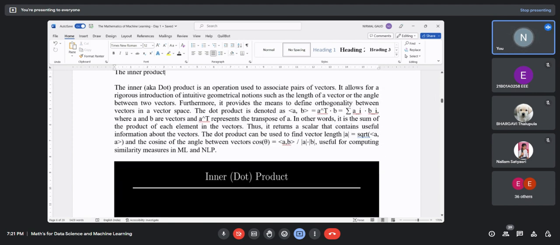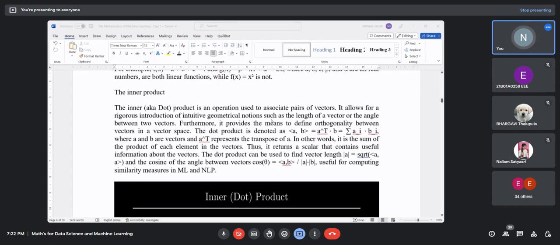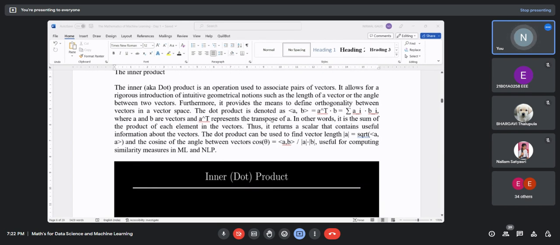Next, inner product. I hope you students definitely know about the inner product. You might know it as the dot product. So what does the dot product mean? If you have studied vectors, a dot b, you know that the product of a and b is equal to magnitude of a into magnitude of b into cos theta. That is the dot product, as per the formula and notation. It is also called the inner product.